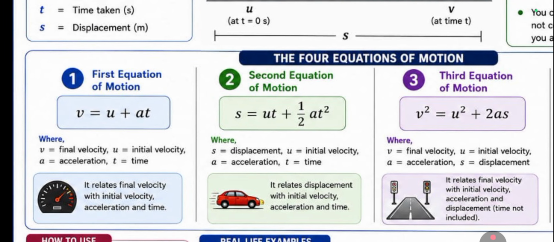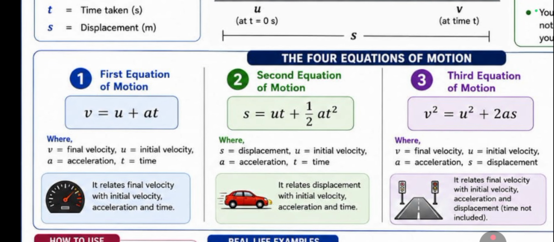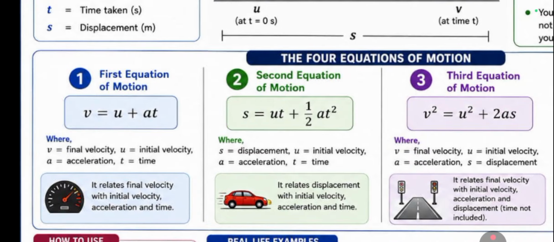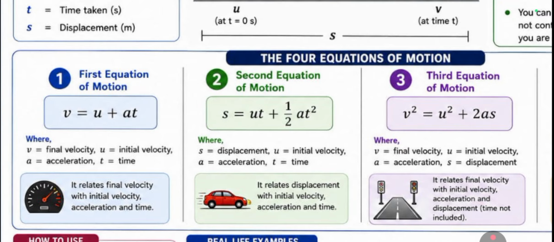The first equation is v is equal to u plus at. Here v is equal to final velocity, u is equal to initial velocity, a is equal to acceleration, t is equal to time. It relates final velocity with initial velocity, acceleration and time. So final velocity depends on initial velocity, acceleration and time also. That is v is equal to u plus at.